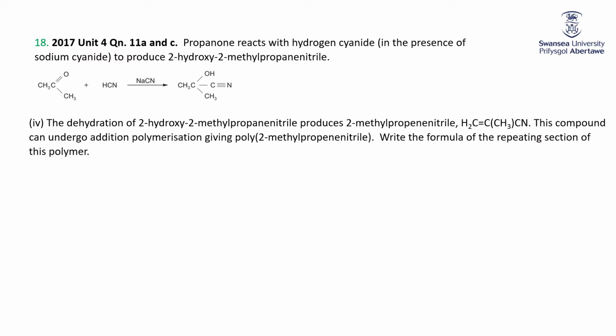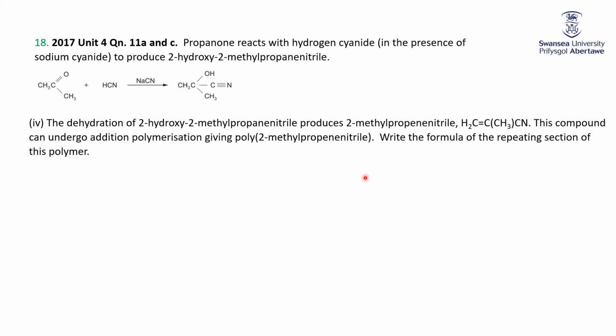So same question, but now we're taking our HMPN here and we're dehydrating it to give ourselves the propene nitrile. So see, we've got a double bond kicking in there, and this compound can undergo addition polymerization, giving poly 2-methyl propene nitrile, just determined to confuse as much as possible with these long words, aren't they? Write the formula of the repeating section of this polymer.